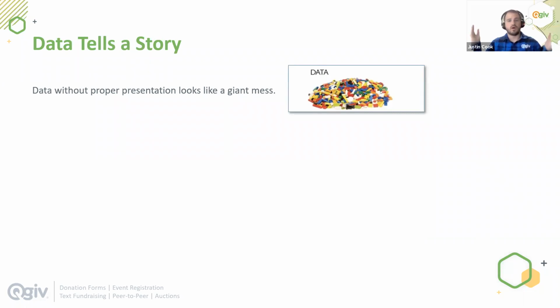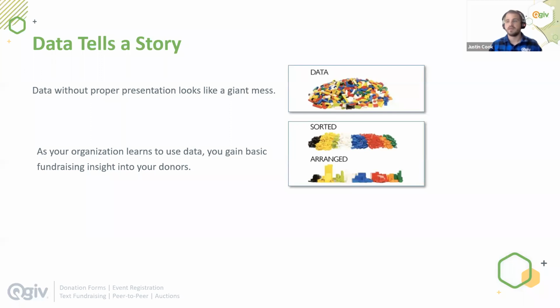So data overall, it's here to tell a story. As we were mentioning before, data without proper presentation is a giant mess and can be really confusing. So it's really important when you get this data to organize it and arrange it in a way that makes sense to you. You can gain those basic insights into your donors and determine the success of your fundraising campaigns or events when you do this.